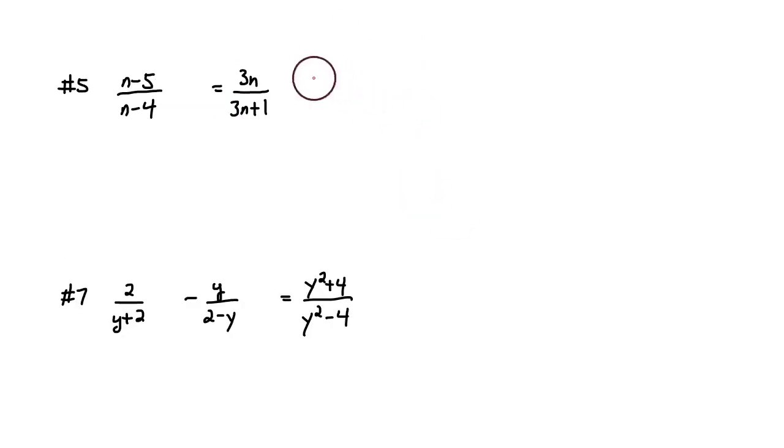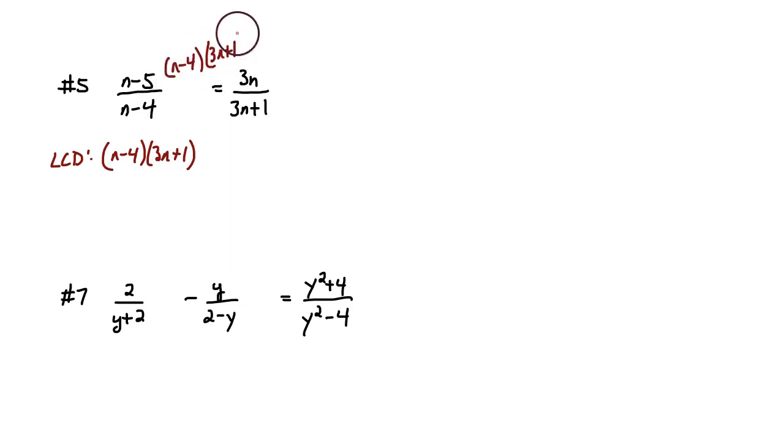Number 5, we have the same kind of an equation that has fractions. So let's figure out what the lowest common denominator is. It will have as factors the n minus 4 and the 3n plus 1. Let's multiply both members by that LCD. We should include parentheses around this when we show that multiplying. And over here.